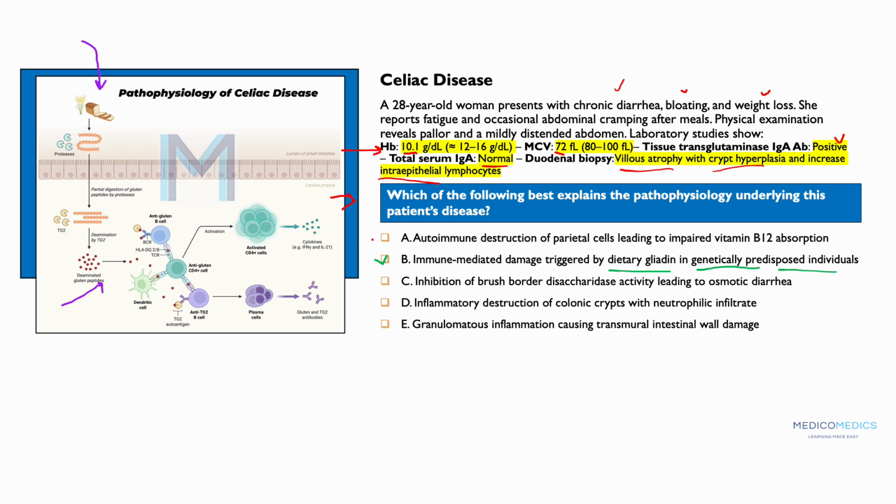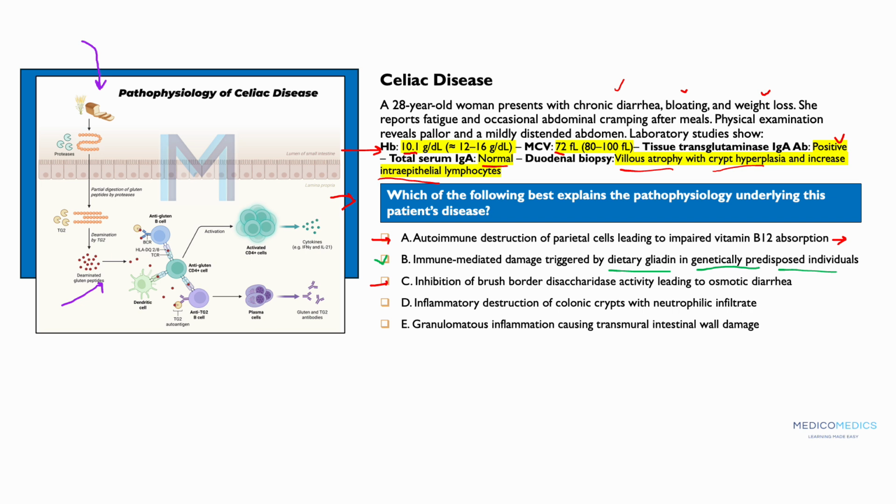Now, why is it not A? Well, autoimmune destruction of parietal cells leading to impaired vitamin B12 absorption. This describes pernicious anemia, which is an autoimmune gastritis targeting parietal cells, leading to loss of intrinsic factor and therefore B12 deficiency. So it's unrelated to gliadin or small bowel villus damage.